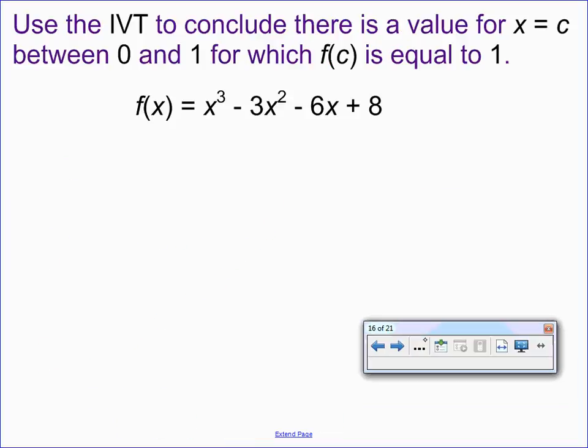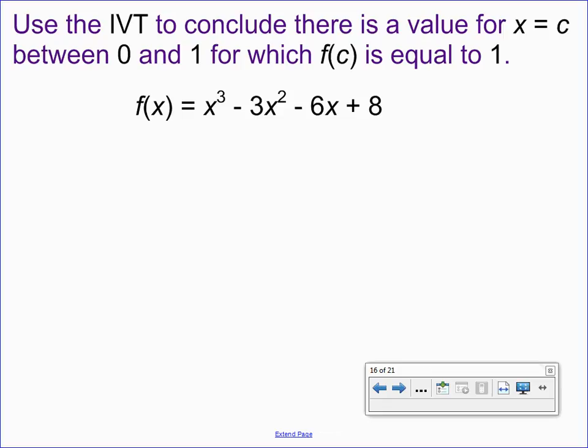Let's go ahead and use it to answer some questions. Let's use the intermediate value theorem to conclude there is a value for x equals c between 0 and 1 for which f of c is equal to 1. This is the same as your practice questions where you have a little bit more space. I put them on the note file as well. You can do it either place, it doesn't matter. There's not going to be a separate practice stamp here at the end, so you can do it in your notes or on the practice space where you get a little bit more space.